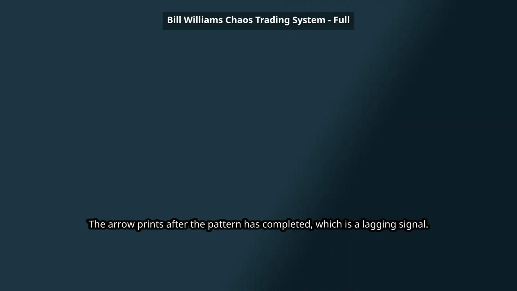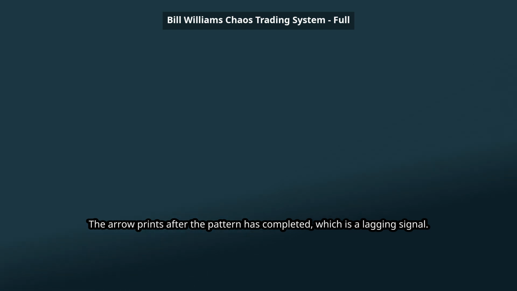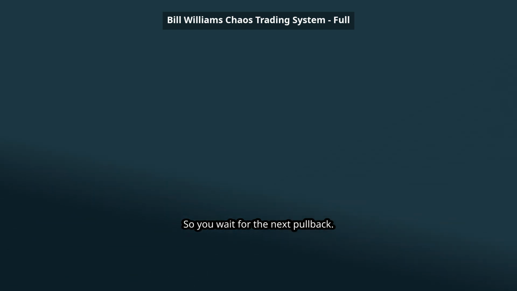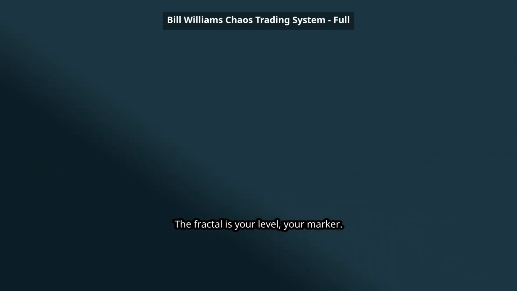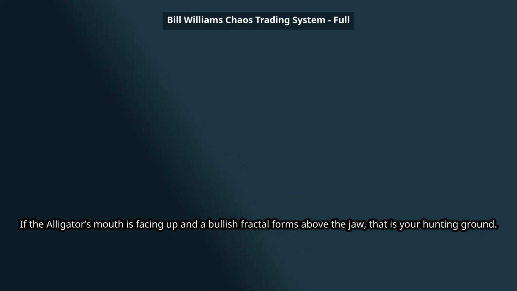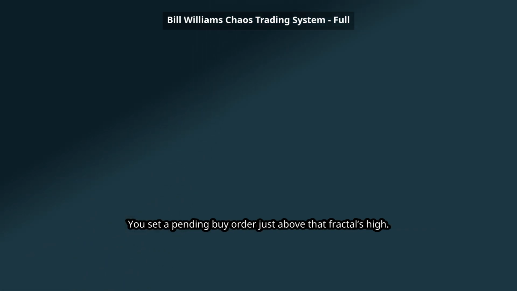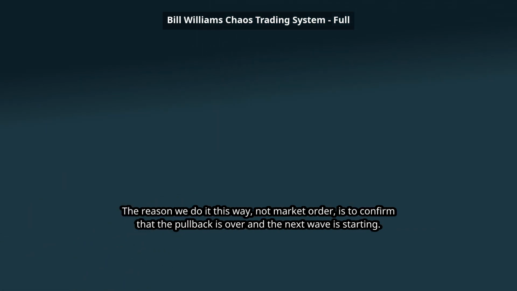So you wait for the next pullback. The fractal is your level, your marker. If the alligator's mouth is facing up and a bullish fractal forms above the jaw, that is your hunting ground. You set a pending buy order just above that fractal's high. The reason we do it this way, not a market order, is to confirm that the pullback is over and the next wave is starting. You are entering weak hands, not chasing strength.